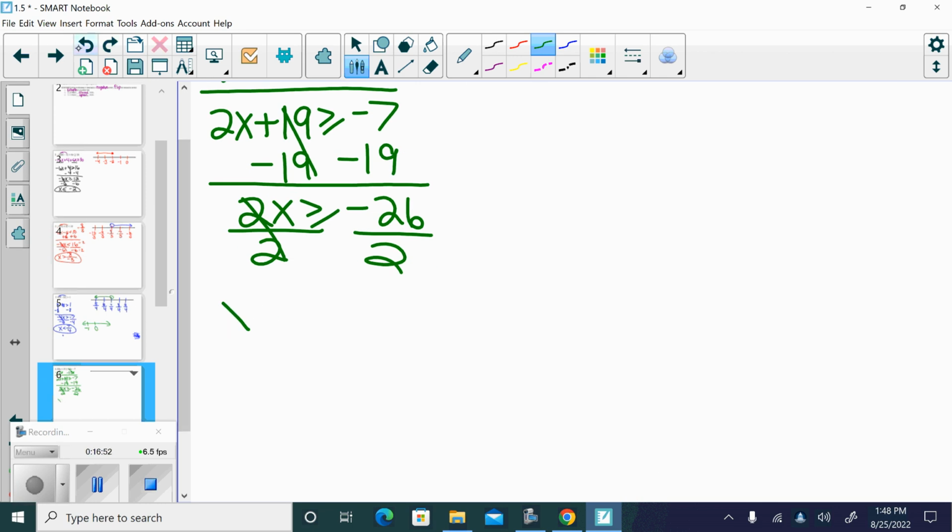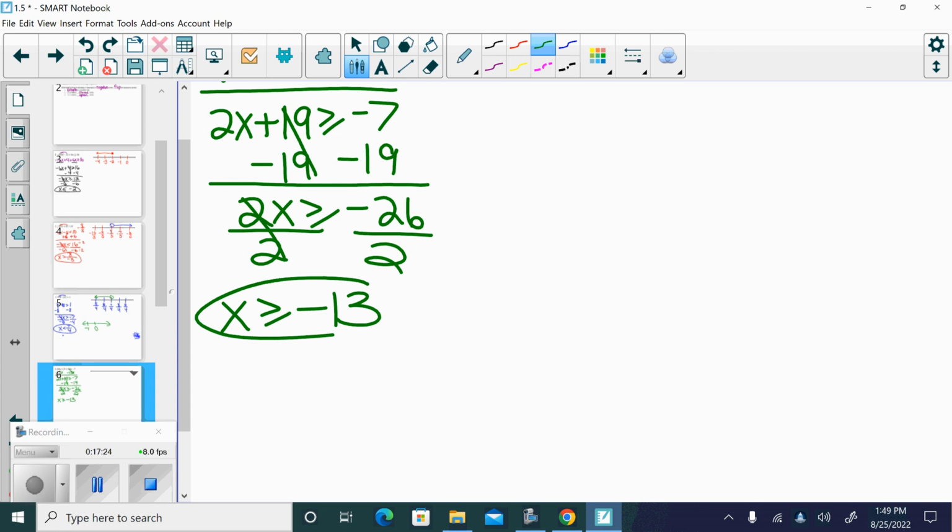Pause there. Does my sign flip? No, ma'am. No. Okay. So the numerator can be negative, but your denominator, what you're dividing by, determines if your sign flips or not. So because I'm dividing by a +2, my sign stays the same. So this is the first one we haven't had to flip. And then what's -26 divided by 2? -13.